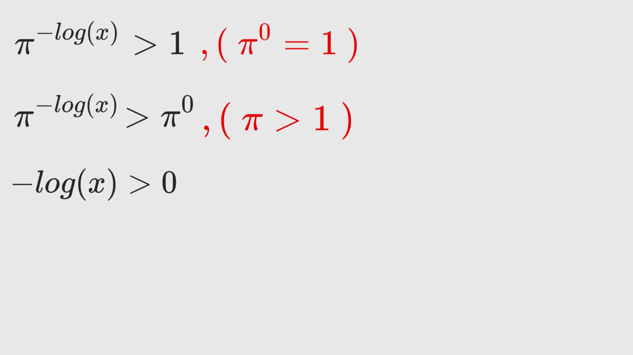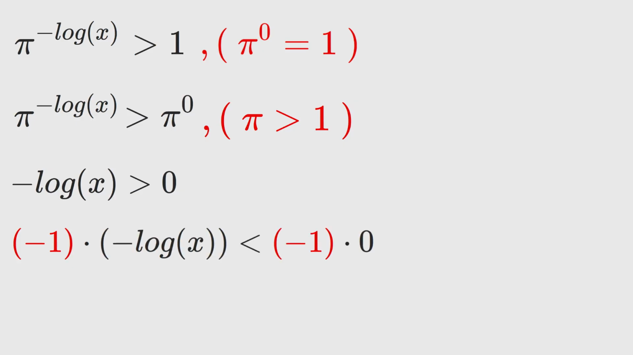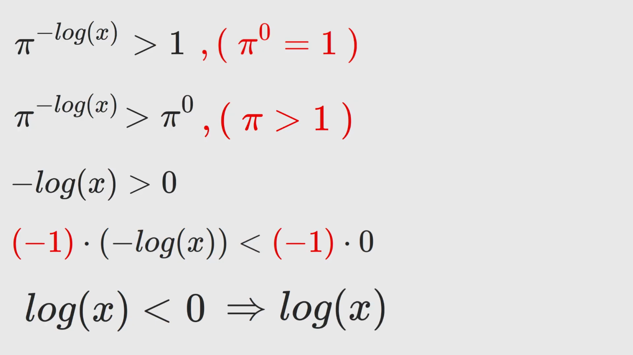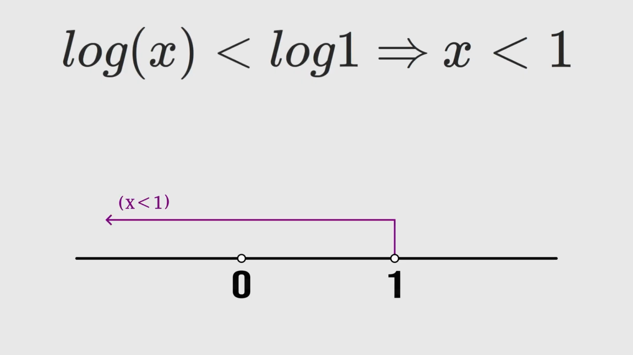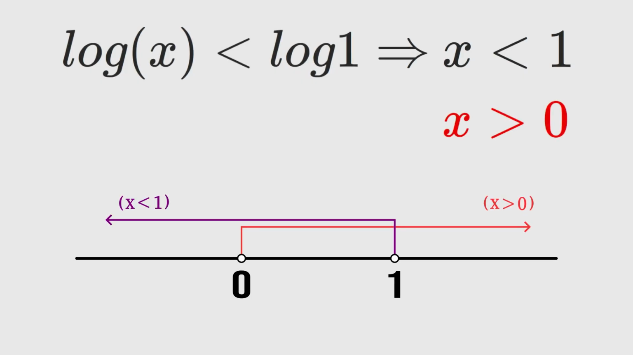We multiply both sides by minus 1, and we get log of x is less than 0, which is the same as log of x is less than log of 1. This gives us x is less than 1. Combining this with our initial condition, we finally get that x must be between 0 and 1. And that's it.